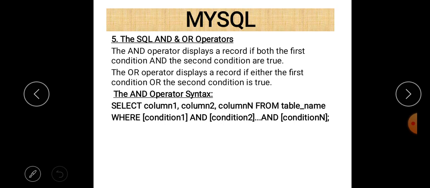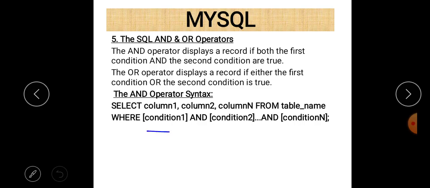When we separate the conditions using AND operator, then the result that is displayed satisfies both the conditions. But when the conditions are separated by OR operator, then if any condition is found to be true, that record will be displayed on the screen. So that is the difference between AND and OR. AND means both, and OR means any one condition. So it all depends on you how you separate the conditions. You can separate the conditions using AND or using OR.